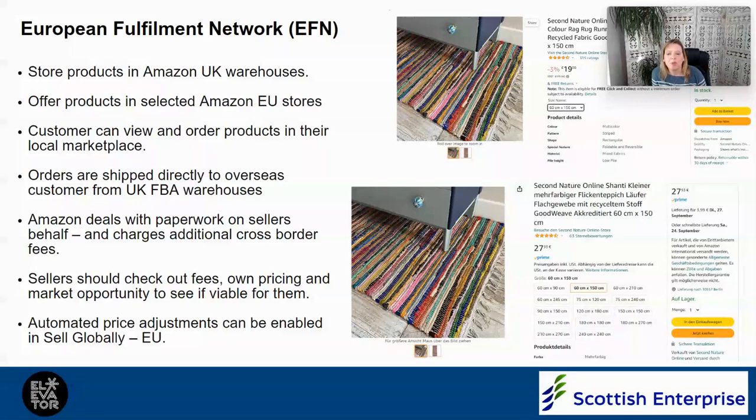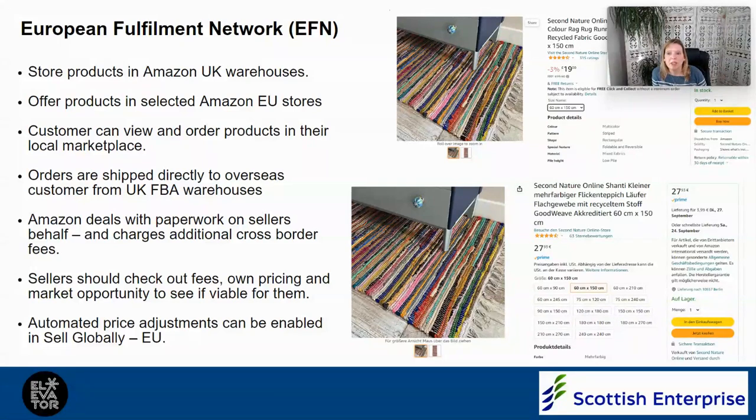When the order comes in, Amazon will ship the product to the EU customer directly from your FBA stock in the UK. They'll also deal with any paperwork, but this time it's you, the seller, who's classed as the exporter. Now, EFN was originally withdrawn from UK sellers in late 2020, but it was reintroduced after about a year, and it still works the same way as far as everybody else in the EU is concerned. It works the same way for UK as well, but there are some notable exceptions.